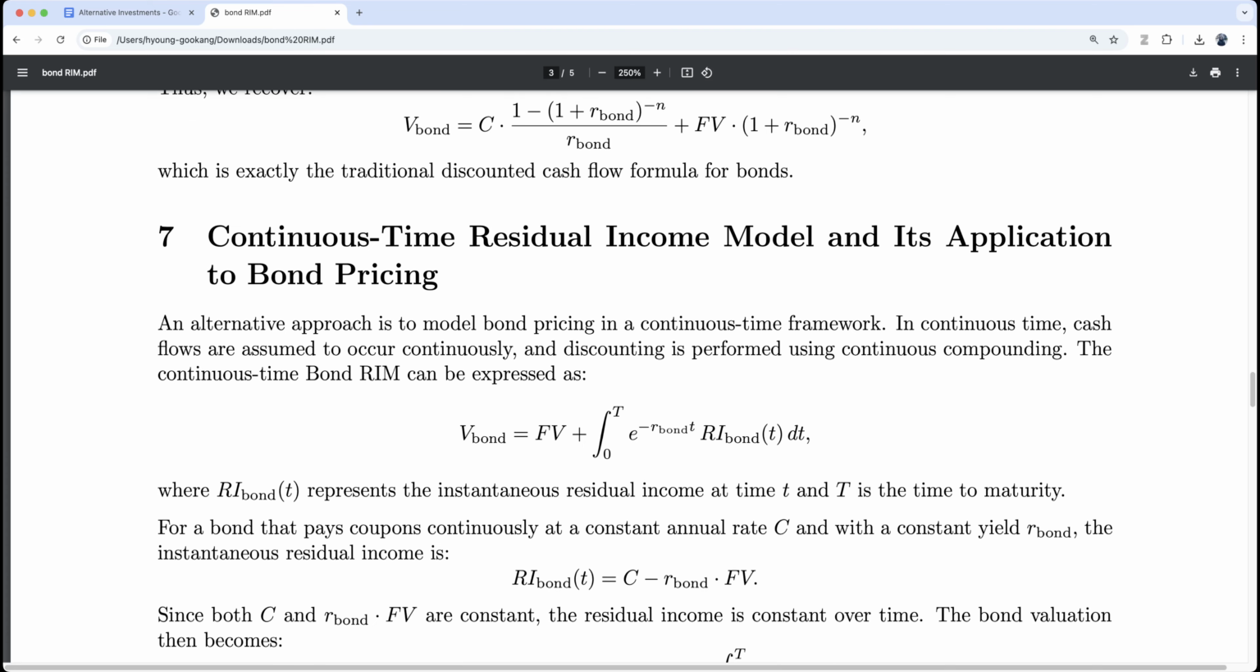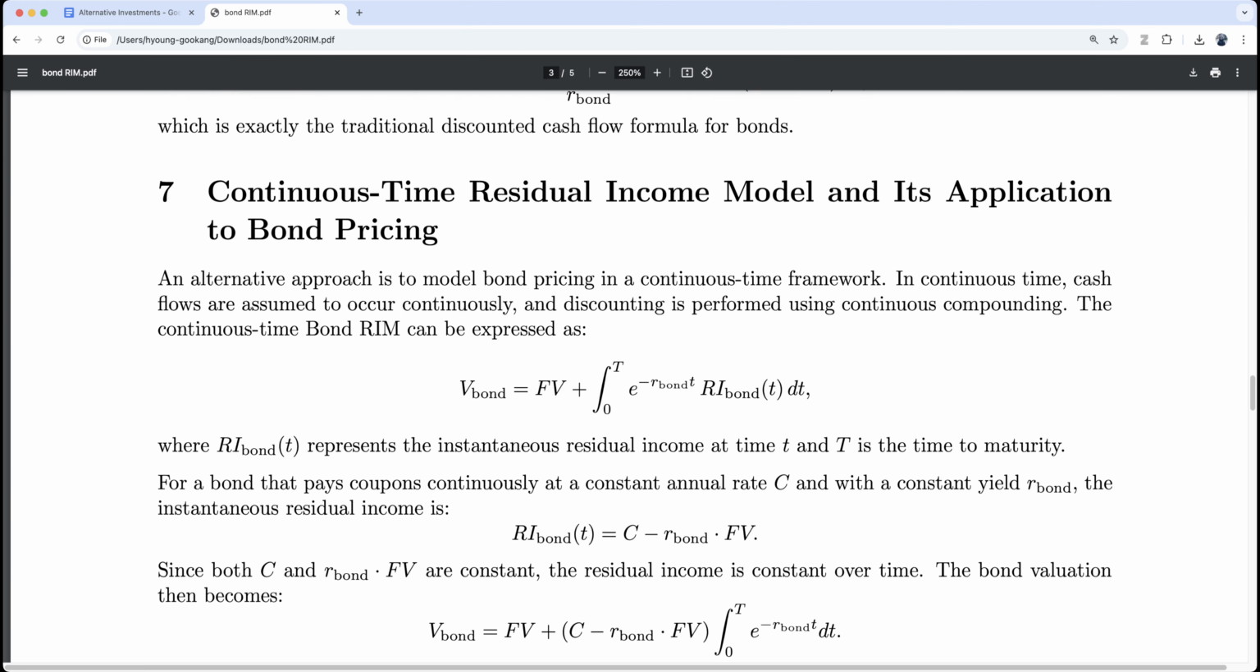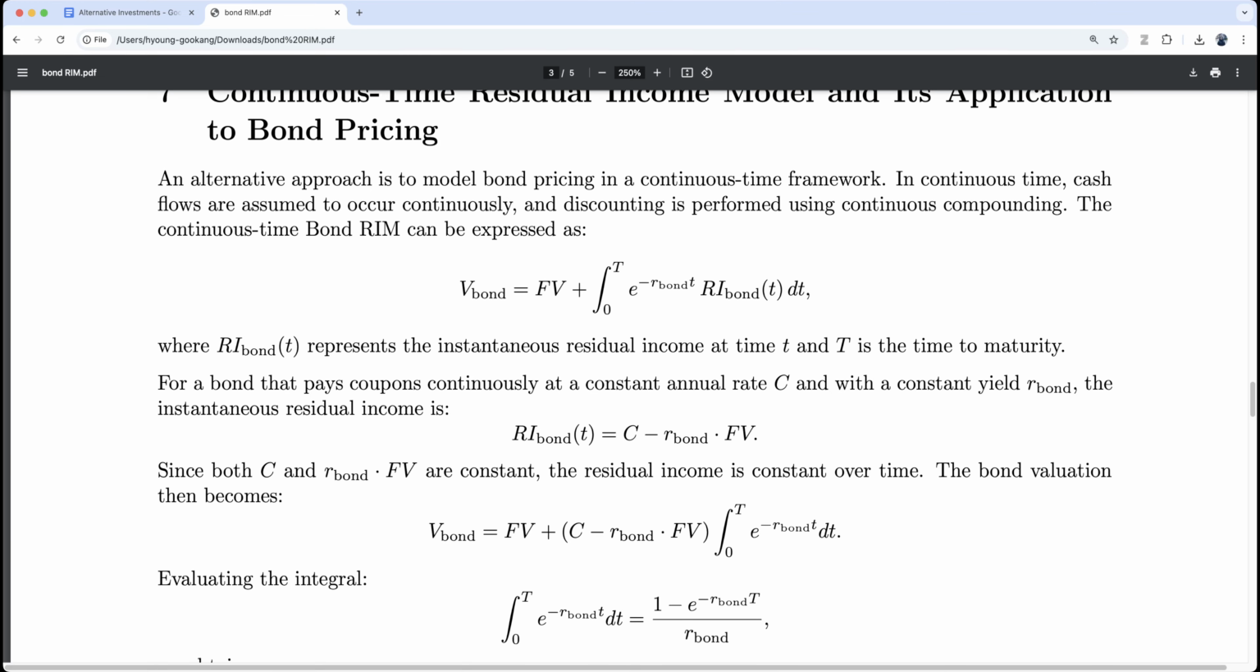Okay, again, as I told you, integration is simply summation. Here RI_bond(t) represents the instantaneous residual income at time t, and T is the time to maturity. For a bond that pays a coupon continuously at a constant annual rate C with a constant yield r_bond, the instantaneous residual income is RI_bond(t) = C minus r_bond FV. It is an instantaneous concept, so we have to integrate that to get the actual residual income.